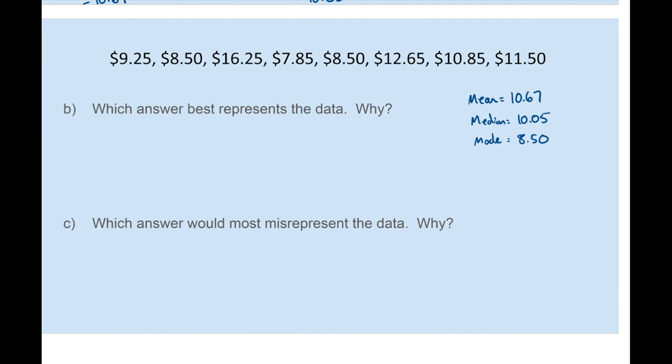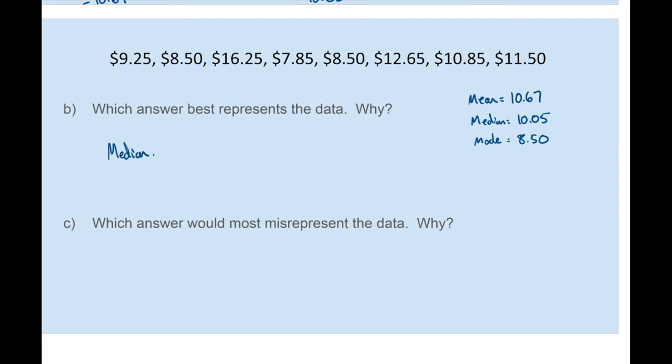But mode really only matters when the number of items is important. So it could be looking at things like the number of goals scored, the number of items bought, or the number of purchases made. When we're looking at dollars, the one that occurs the most isn't quite important. So in this case, I would say that the median best represents the data.